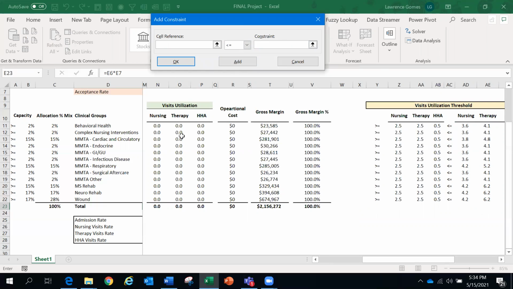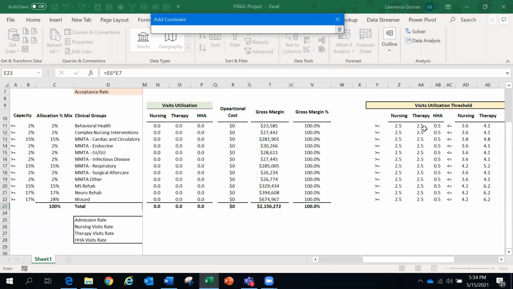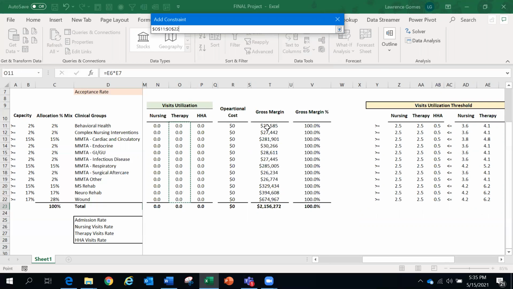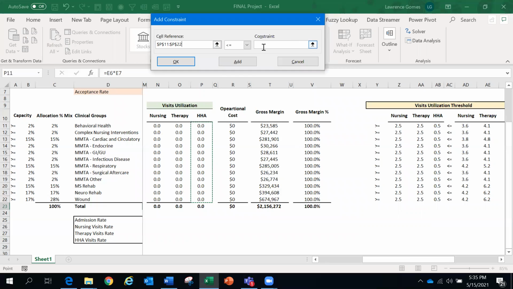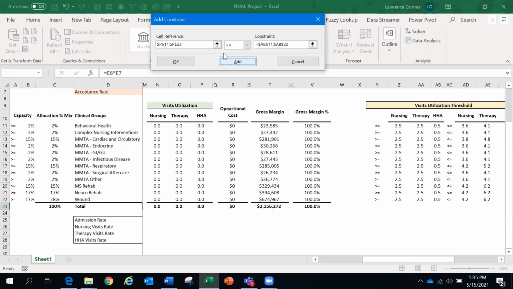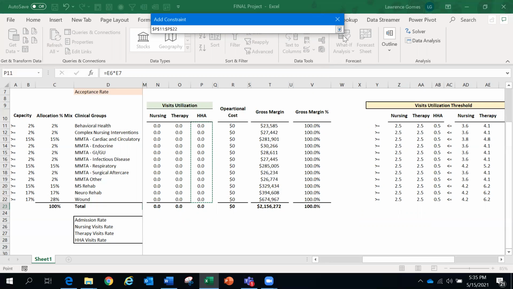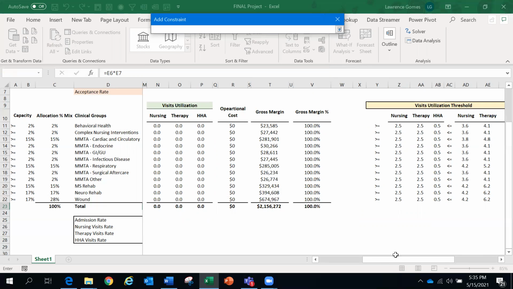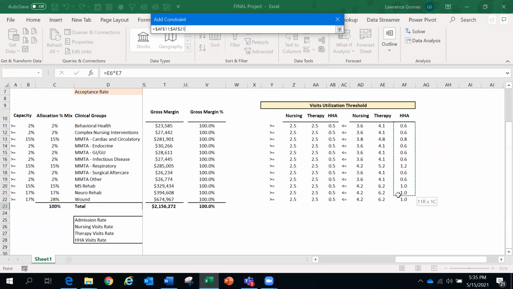Similarly, I would go ahead for therapy, more than column AA, and similarly for therapy less than column A. And last is the home health aid clinician, which is more than column AB and less than column AF.